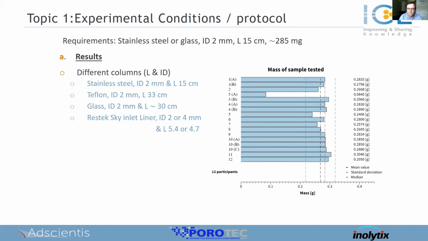Other participants are using glass columns with fixed column lengths. These 30 centimeter glass columns are almost completely filled with the material. One participant used two different columns with different inner diameters of 2 and 4 millimeters and very, very short columns with 5 centimeter length. And in fact, it is interesting and important that all participants use quite the same sample amount with this one exception.